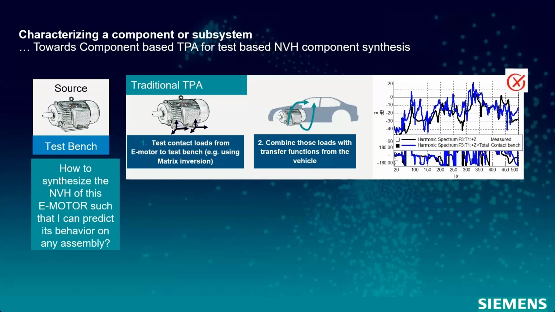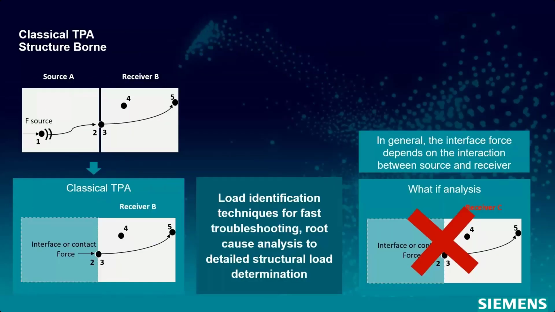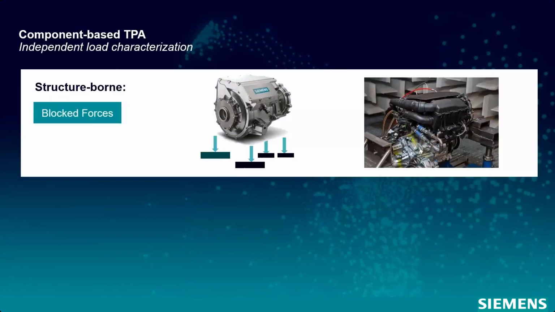So we need another quantity, and that is where component-based TPA comes in. We want to identify, for example, blocked forces or free velocities on a test bench. As I mentioned, interface forces in general cannot be used for advanced what-if analysis or predictions. So we need independent load characterization. For structure-borne noise, we then look at quantities like blocked forces or free velocities.